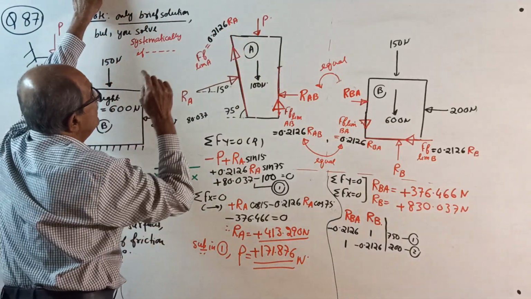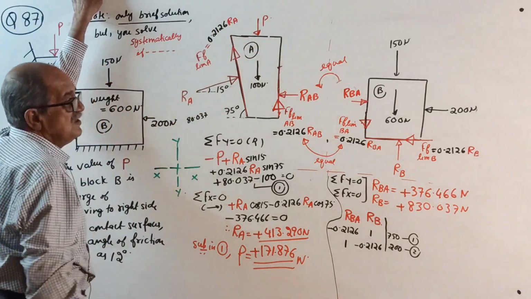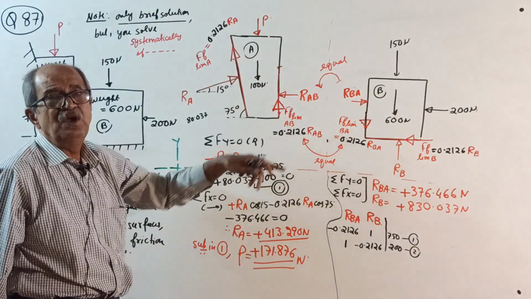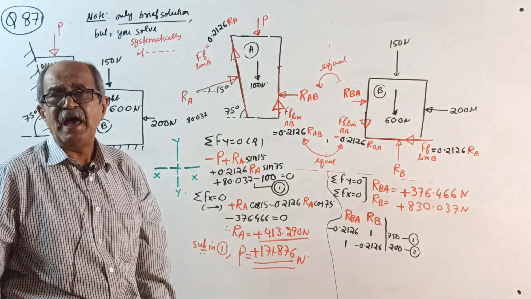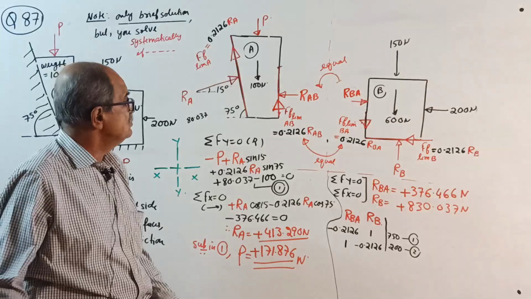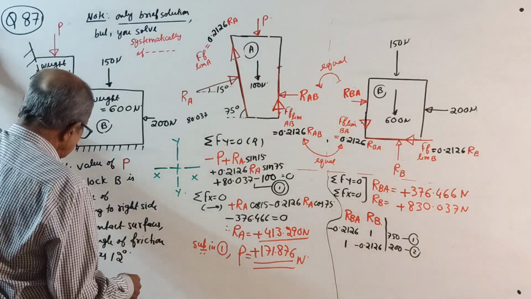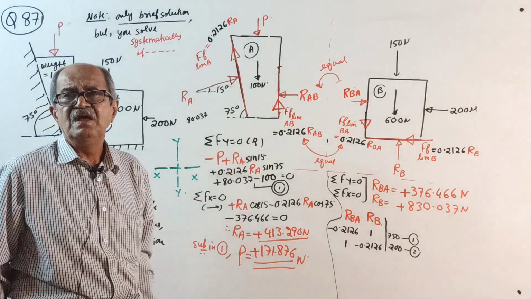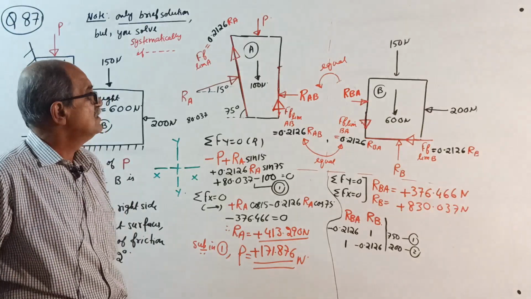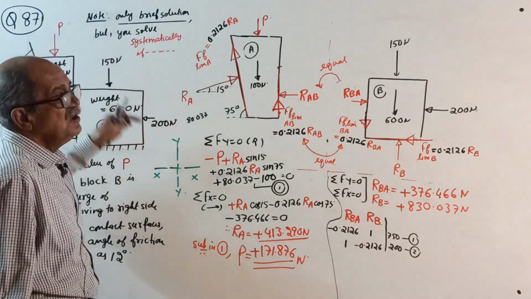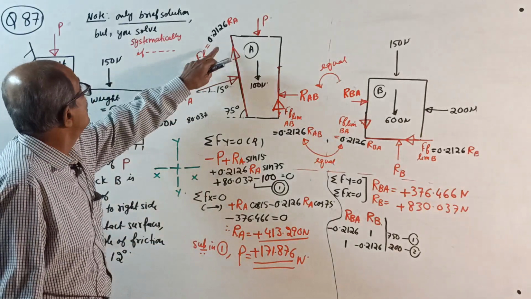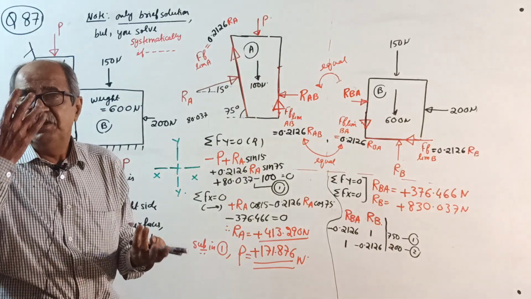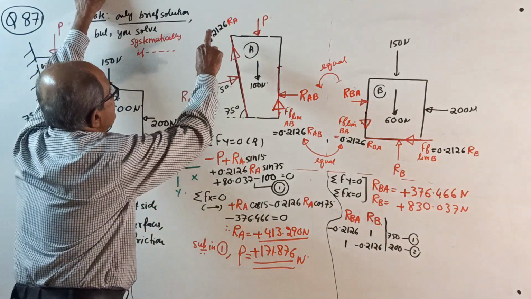Somebody will ask now, sir, how did you get 0.2126? I told you some data here. Everywhere they told the angle of friction is 12 degrees, so mu is the same everywhere. Suppose somebody asks, sir, from where did you get 0.2126? I will tell them, leave the class. After so many times, in question number 87, if it is still not clear how I got 0.2126, I cannot do anything. It is difficult to teach. So somehow you have to get this number.